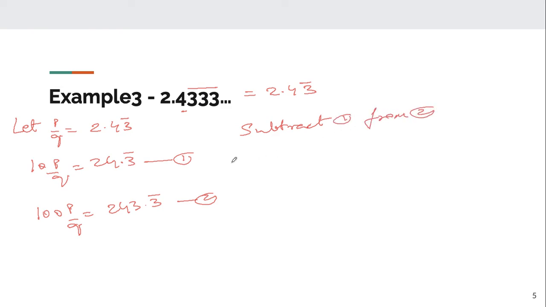So LHS minus LHS, 100 minus 10 is 90 p by q, which will equal 243 minus 24, which is 219. Therefore, last step, simplify: p by q, taking 90 from left hand side to right hand side, becomes 219 divided by 90. Interesting question, same process, interesting answer. Hope you understand.